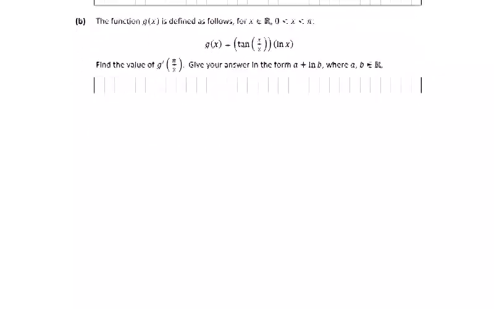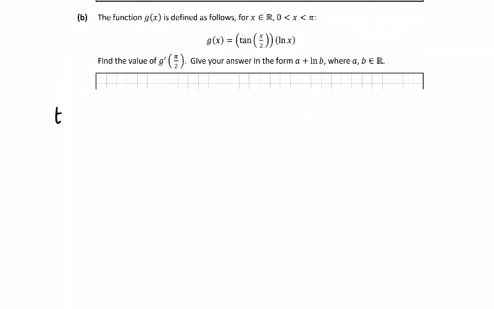We have now a product rule question. We have tan x, our product is tan x over 2 by the natural log of x. So when we differentiate tan, we get sec squared x. So we're going to get sec squared x over 2. And the natural log of x goes to 1 over x.